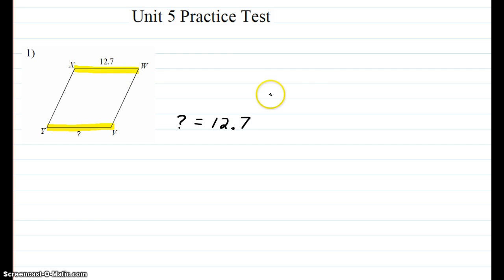So, in a parallelogram, the opposite sides are congruent.